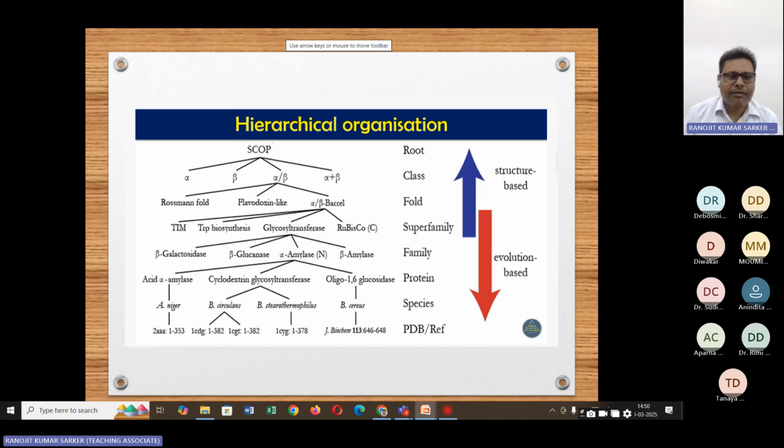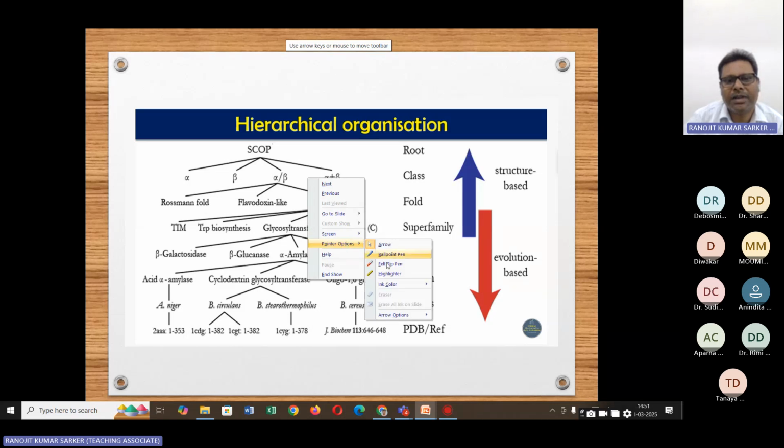Okay, so alpha means all the structures will have a similar class, that is alpha. Similarly, beta class indicates that in this group of proteins, there will be secondary structures of beta type only, beta sheets, right? So in one class we have alpha, and in another class we have beta. Now the confusion comes: what do we mean by alpha by beta or alpha plus beta?